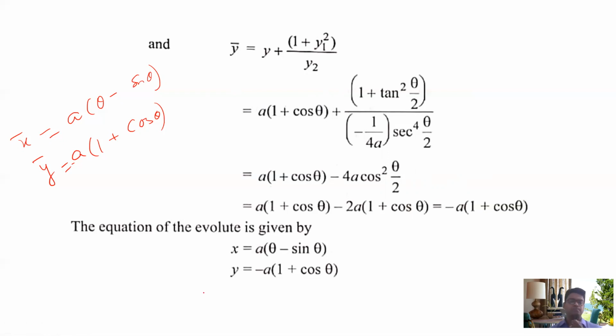This form is called parametric form, where theta is a parameter. Okay. So this is the process by which you can find the evolute. Okay. Thank you. So try to solve similar types of questions from the book.